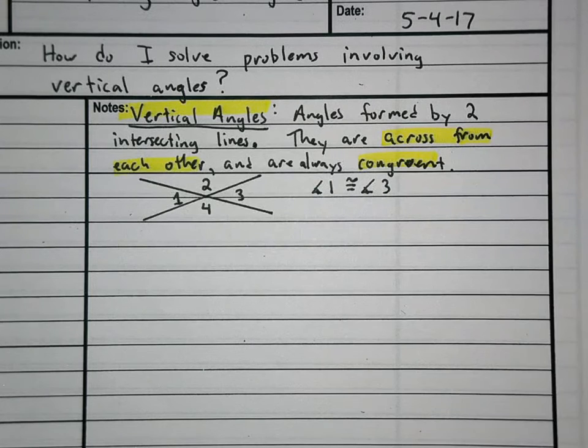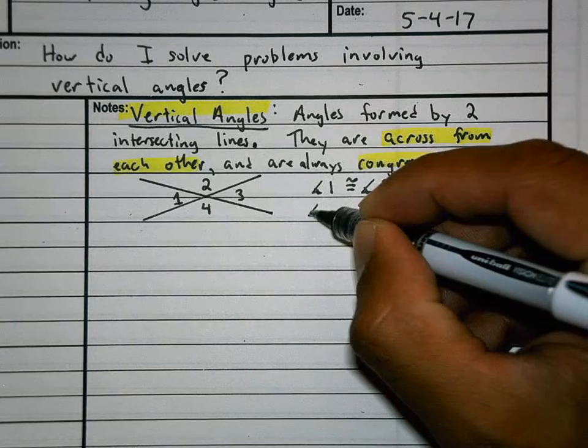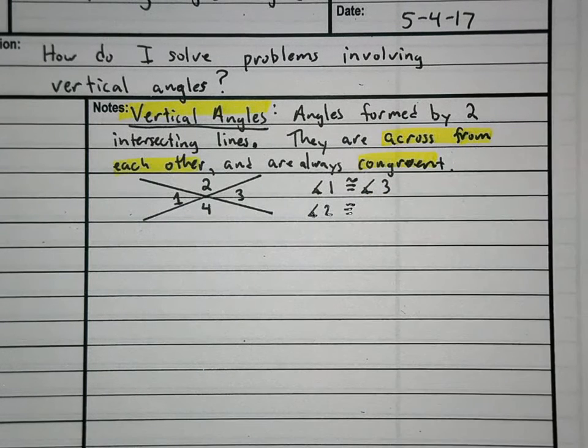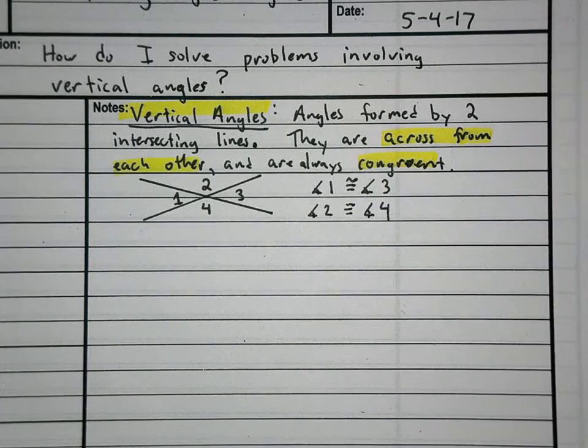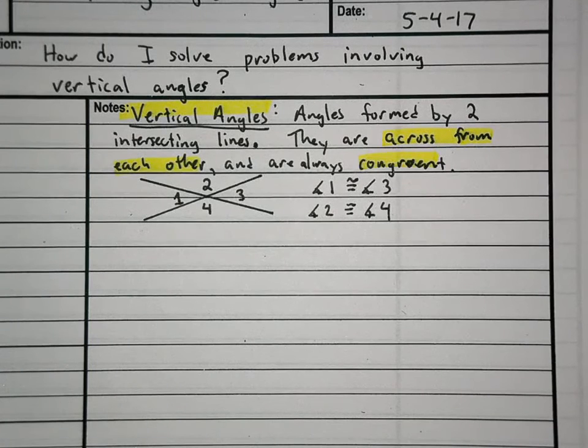That's not the only pair of vertical angles. There's another pair here. Angle 2 is congruent to angle 4. These are vertical angles. Today, you're going to have a bunch of problems to see if you understand that these are congruent to each other. You're going to have to solve for some variables using this fact.